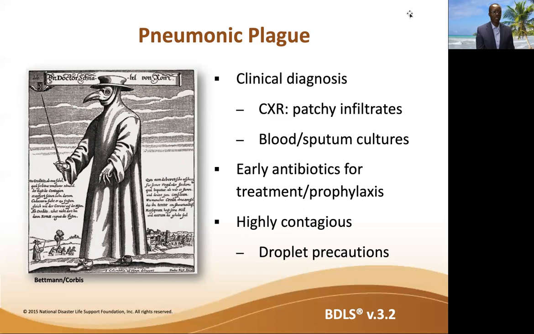Treatment and prophylaxis for exposed individuals are antibiotics. Patients with pneumonic plague may need to be on a ventilator for a prolonged period and will need multiple IV antibiotics. Prophylaxis is with oral ciprofloxacin or doxycycline. This disease is highly contagious. Droplet precautions must be strictly adhered to.